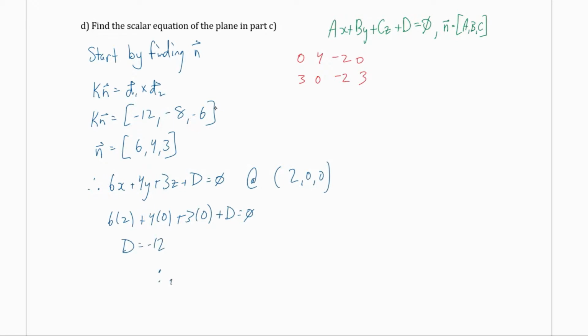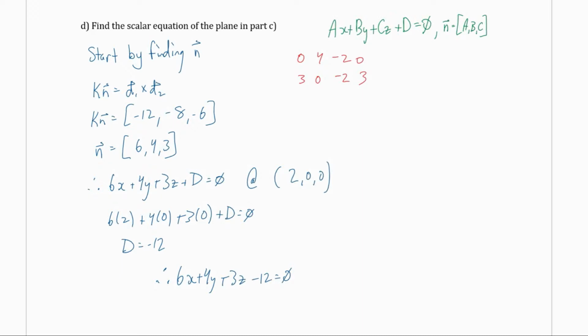And so the scalar equation is 6x plus 4y plus 3z minus 12 equals 0. And sometimes you see that with d on the other side, so equal to 12, but we're going to leave it that way, equal to 0 for now, okay?